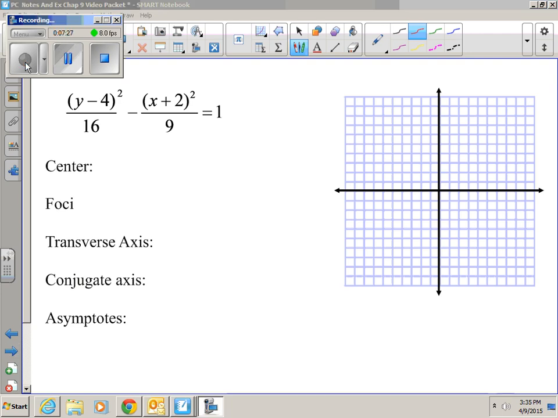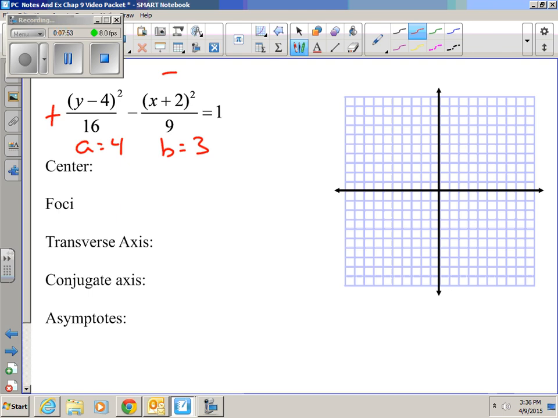Alright, let's go on to our second one here. Let's start by looking here, and we notice that this time our hyperbola is going to be vertical because the y is on the positive side and the x is on the negative side. Alright, we can look here. A, we can see is 4, and B is equal to 3. Our center point is going to be at negative 2, comma 4.